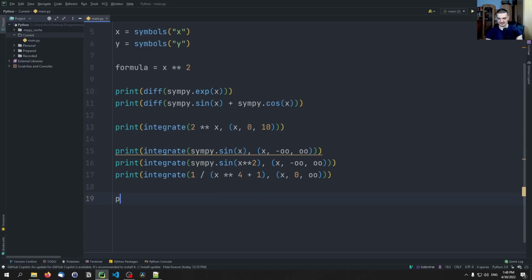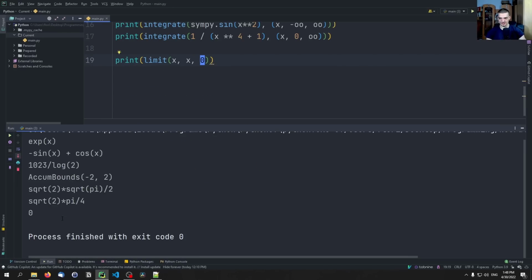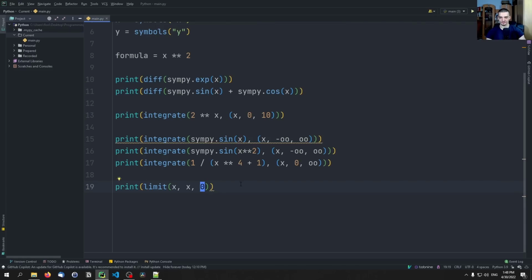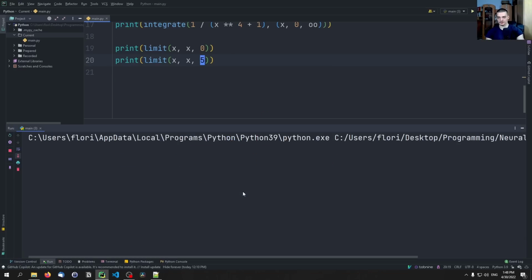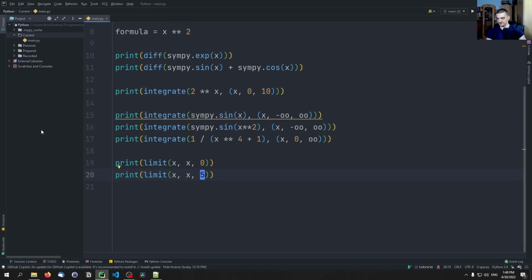What could be such a thing? Let's start with a very trivial thing. If I want to know the limit, what is the value of x if x goes towards 0? Well, obviously, if x goes towards 0, the value of x is going to be 0. Then we have something like, what's the value of x if x converges towards 5? Obviously, the value is 5.